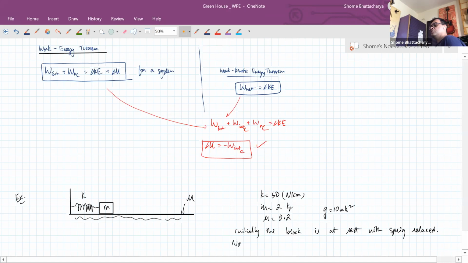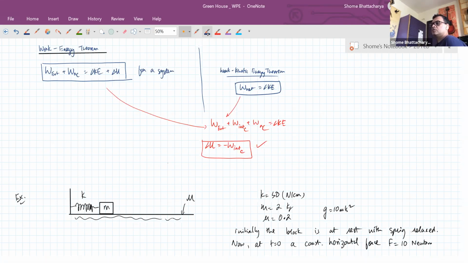Okay. Now, at time t equal to 0, a constant horizontal force of magnitude 10 newtons starts acting on the block. So we start applying a force like this on the block.